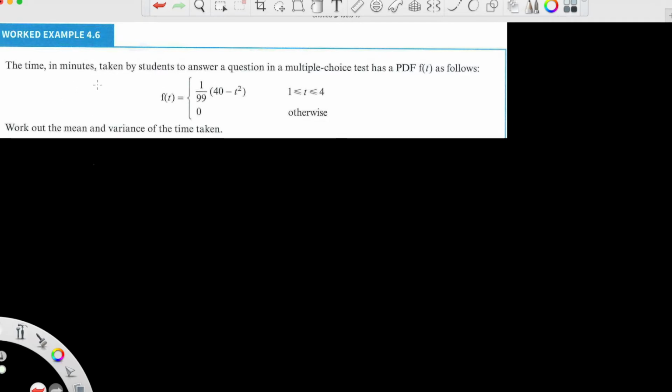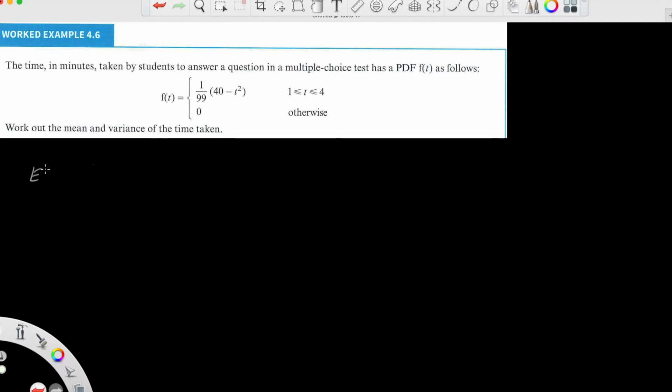Now let's see the first example for this part. The time in minutes taken by students to answer a question in a multiple choice test has a PDF f of t as follows. f of t is 1 over 99 times (40 minus t squared), t is between 1 and 4, otherwise 0. Work out the mean and variance of the time taken.